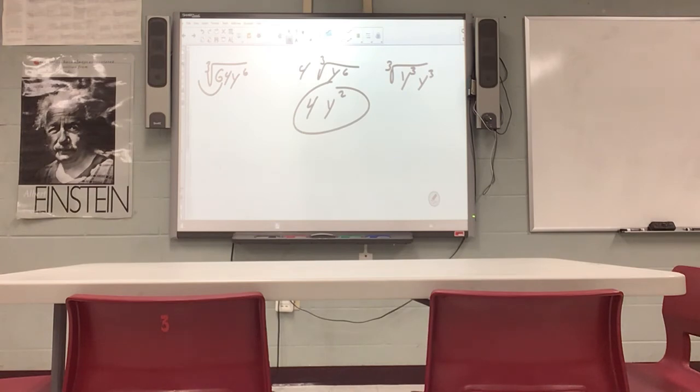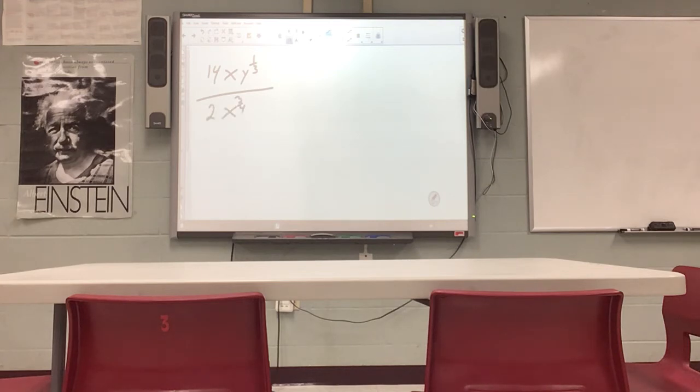Okay, I'm going to skip those two and get a tougher one. 14xy to the 1/3 over 2x to the 3/4 z to the -6. Okay. So nobody's going to panic here. We've obviously got quotient property going to be happening. And on quotient property, we subtract exponents.